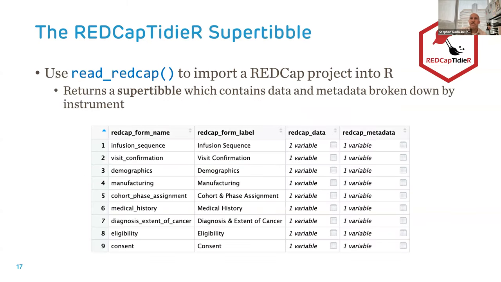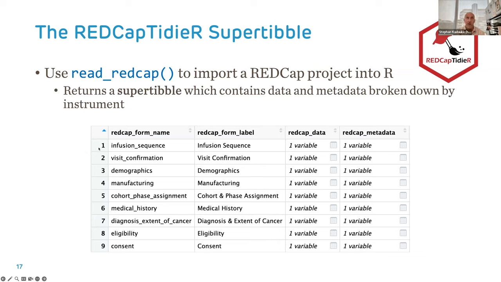So let's delve deeper into the REDCapTidieR supertable. This object gets generated when you read a REDCap project using the read_redcap function. The read_redcap function is really simple to use. It has two required arguments: the URI of the REDCap server and an access token. This is very similar to REDCapR, but it returns this object here. So what you can see here is part of the supertable from the Prodigy trial.